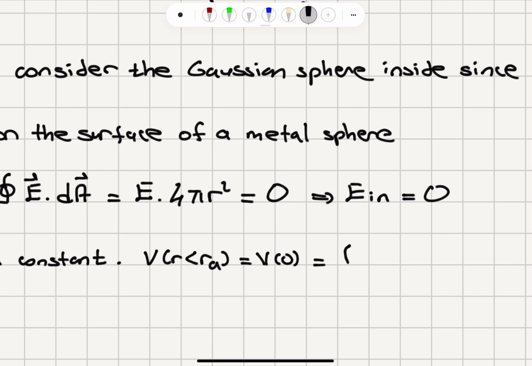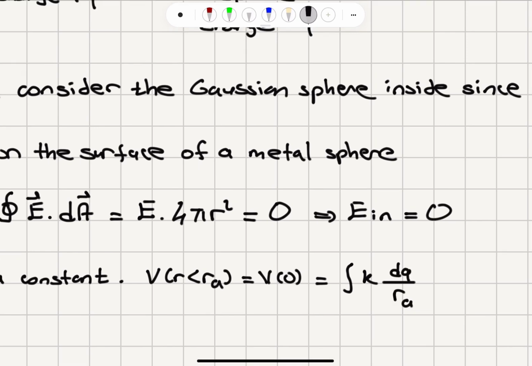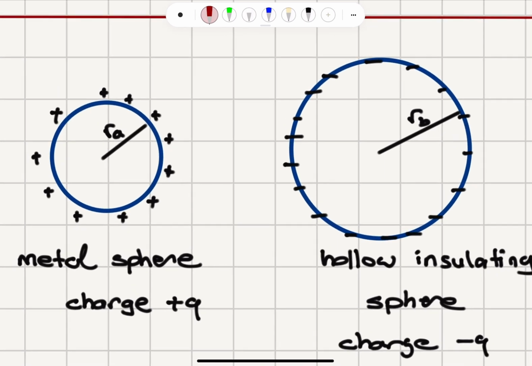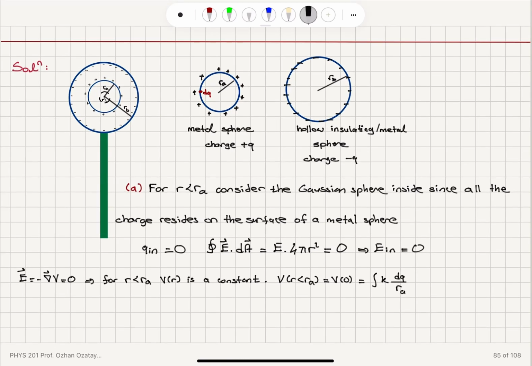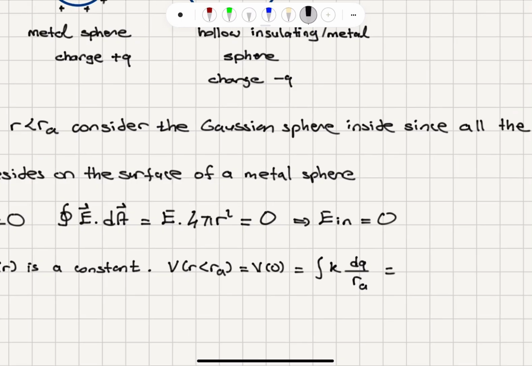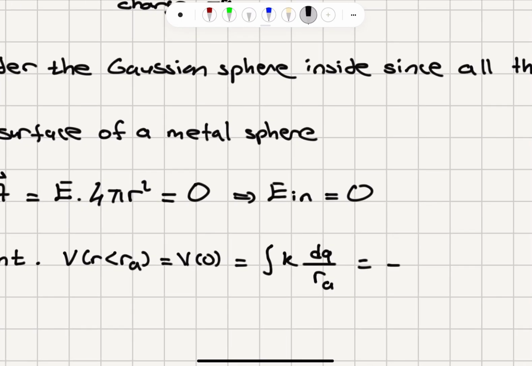It is the integral of k dq over r sub a, because for each charge element that I consider here with charge dq, it is at the same distance r sub a from the center. So I add up the contributions from all of these point charges, and I will end up with kq over r sub a as the potential inside this metal sphere. All right.